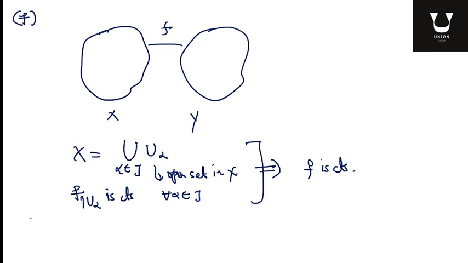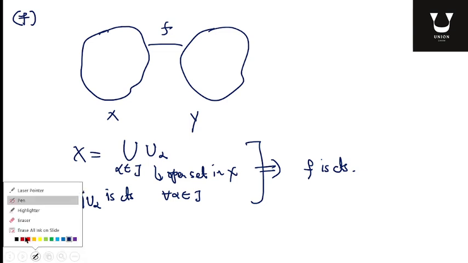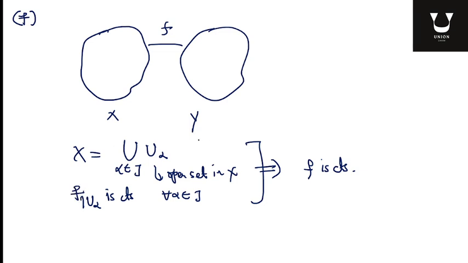So this is what the F part of the theorem says. It says that if I have a function f from X to Y, where X and Y are topological spaces, and if X can be written as the union of open sets like this, and if the restriction of f to each of the open sets U alpha is continuous for each alpha in the index set, then we can say that f is continuous.